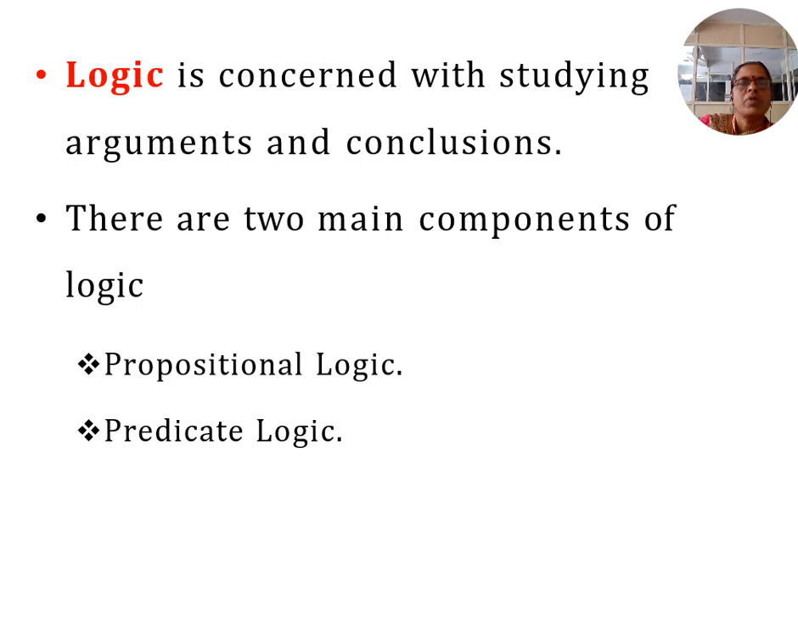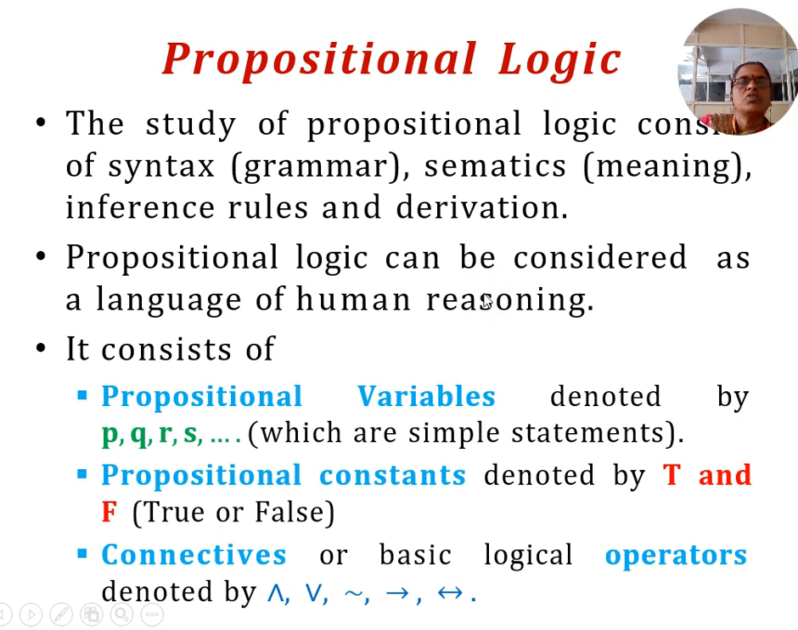There are two main components of logic. The first one is propositional logic, and the second one is predicate logic. Now we will see only propositional logic. What is propositional logic? The study of propositional logic, which consists of syntax, that is grammar, semantics, that is meaning, inference rules, and derivation. Propositional logic can be considered as a language of human reasoning.